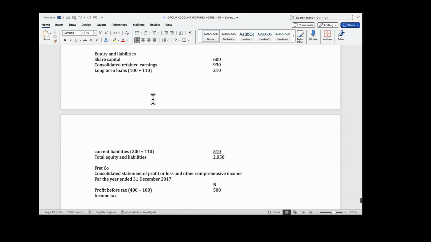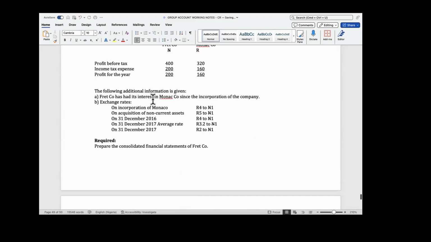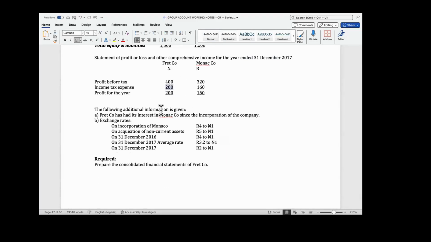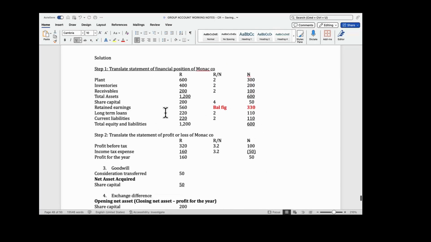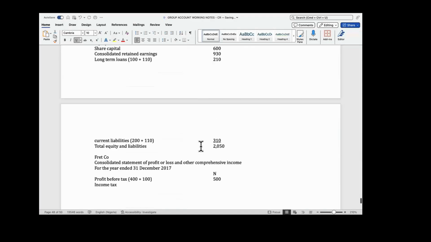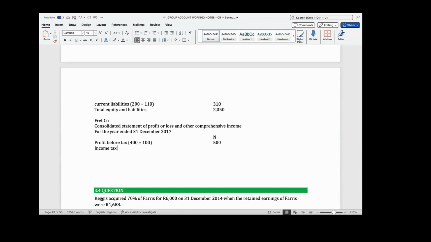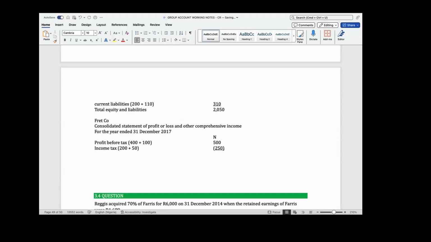Income tax. What is the income tax for the parent? 200. The subsidiary has 50. So 200 plus 50 is how much? 250. This gives me profit for the year, which is how much? 250.